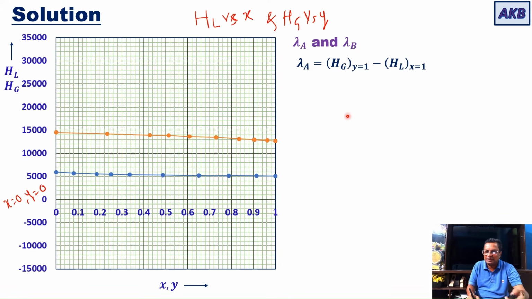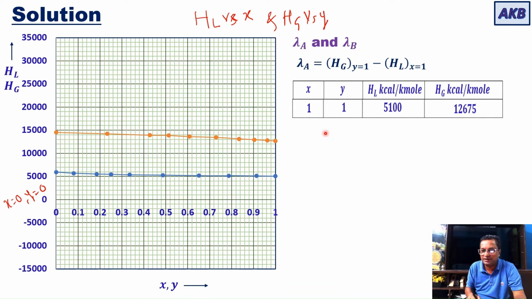And there is no need of measuring the distance, because these values are given in the data that is provided to us. You have this data, and at x is equal to 1, y is equal to 1, the values are provided. HL at x is equal to 1 is 5100 and Hg at y is equal to 1 is 12675. So these two values are known to us. Or the other way is you just measure this distance. That will be lambda A.